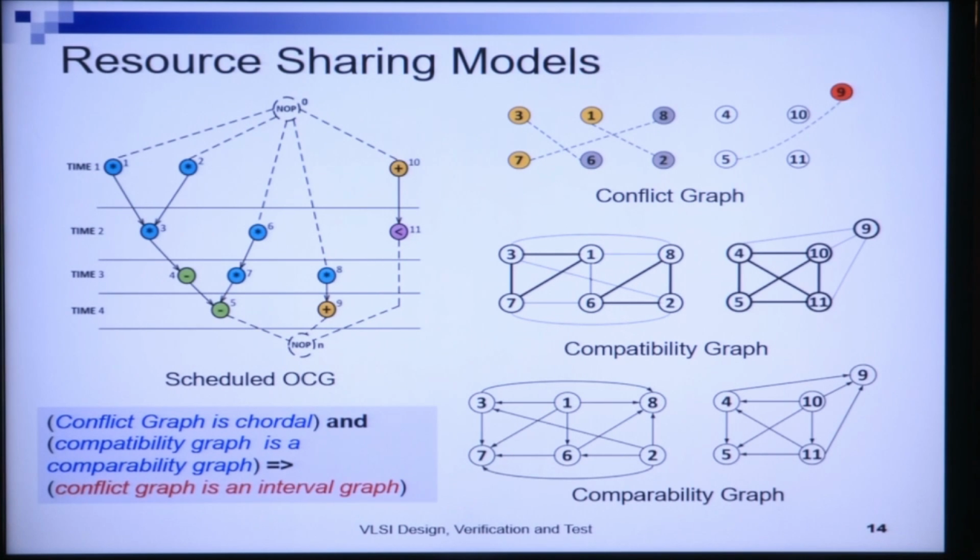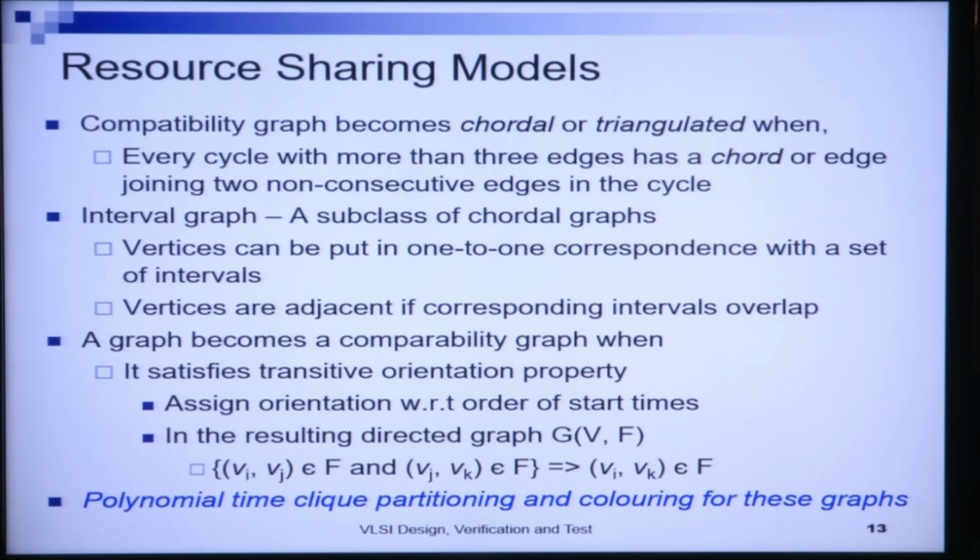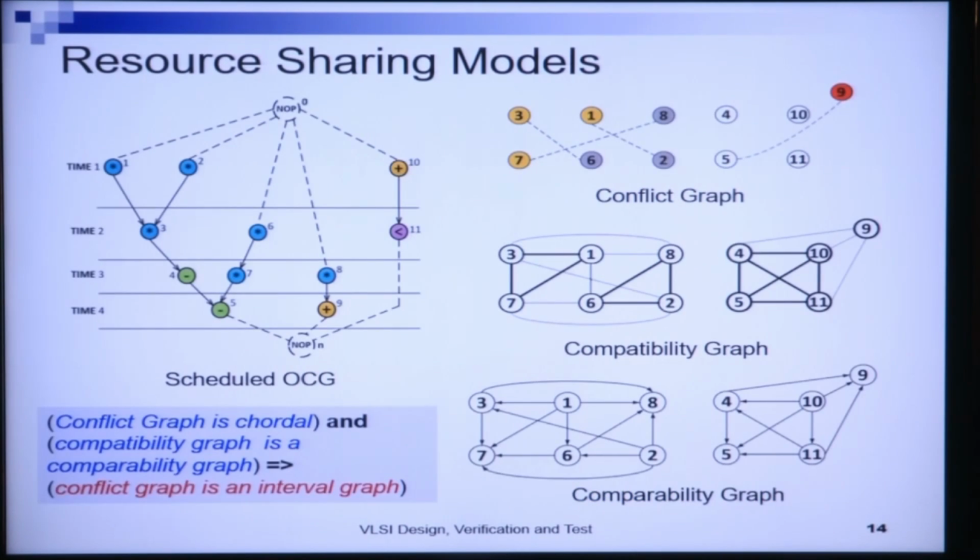Now, how can we get a sense of how to obtain this orientation? We can assign an orientation with respect to the order of start times in the operation constraints graph. Here we are putting an orientation from 1 to 6 because 6 starts after 1 in the operation constraint graph. There is an orientation from 6 to 7 because 7 starts after 6, and hence there is an edge from 1 to 7 denoting that 7 starts after 1. Such an orientation can be imposed for all edges, and hence this compatibility graph is a comparability graph.